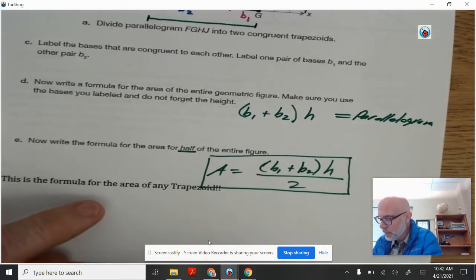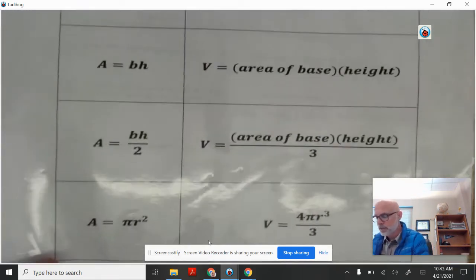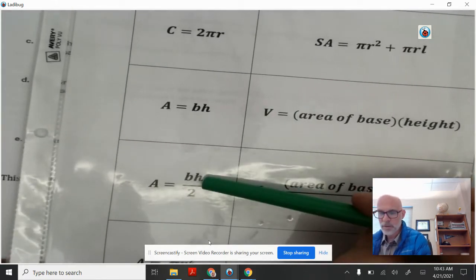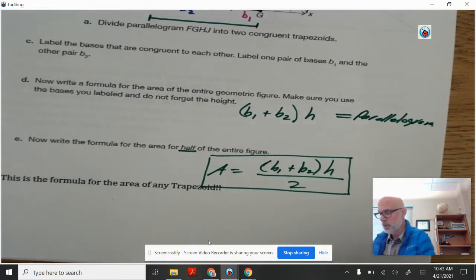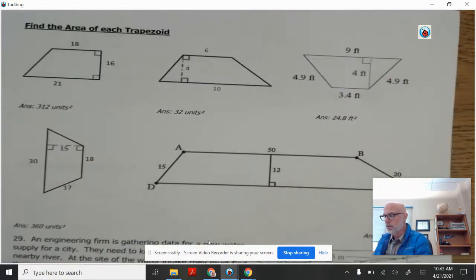Okay, you can add it to your list of formulas. We didn't put it over here on the list during that test because we weren't doing trapezoids. Besides that, you could still go back and use these two to reason it out. But since we know this formula now, I thought it'd be good if we could just work a few problems dealing with it. It's pretty easy to use.